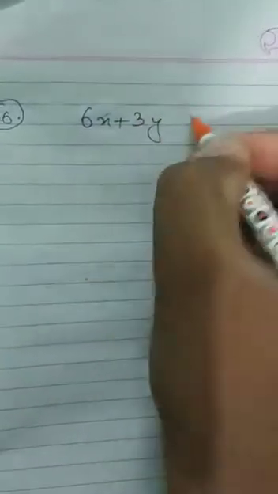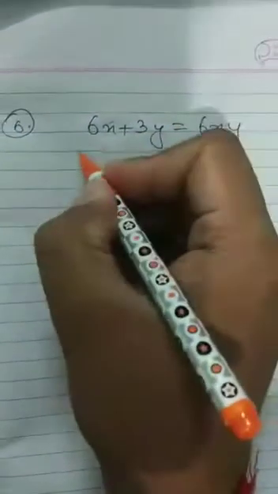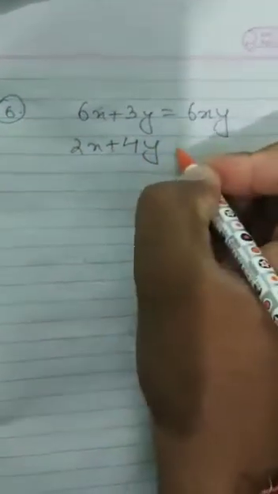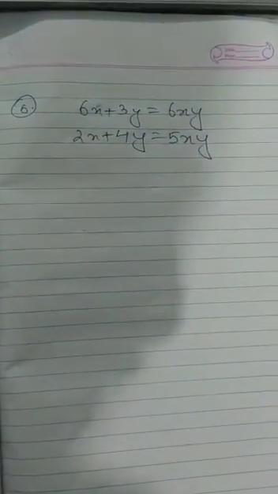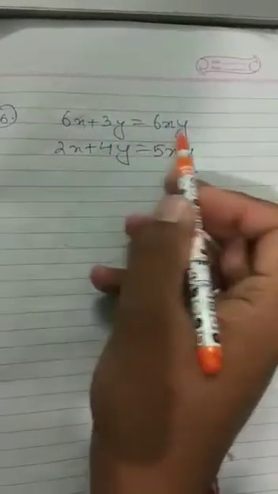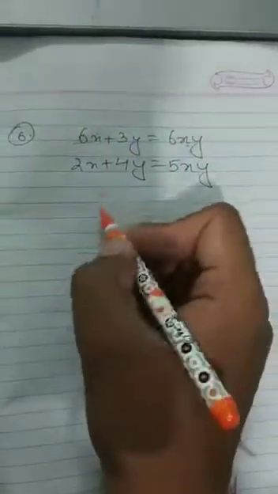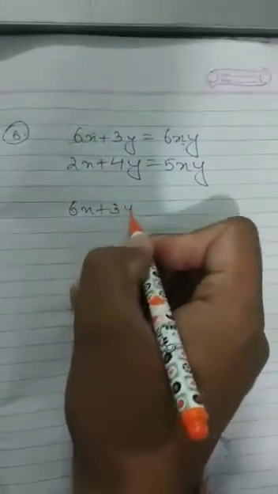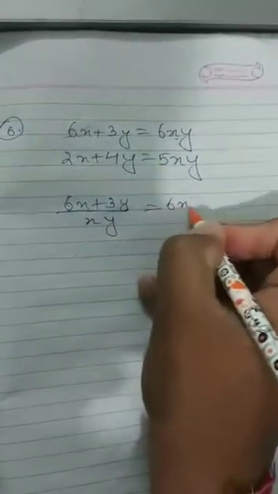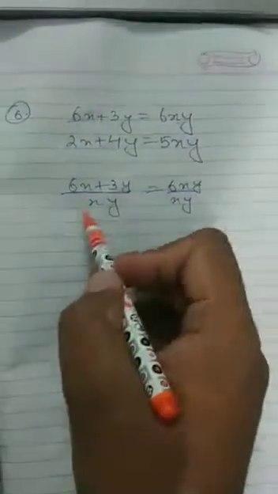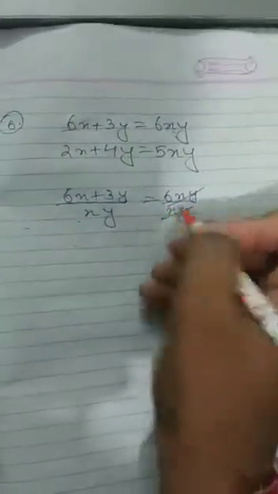6x plus 3y is equal to 6xy. 2x plus 4y is equal to 5xy. Here we can see that the RHS contains xy. Now for this type of question, how will we let it? First of all, if we divide both sides by xy, let's say 6x plus 3y upon xy is equal to 6xy upon xy. We can divide, multiply, add, subtract both sides equally anytime. Okay, so this xy will be cancelled out.